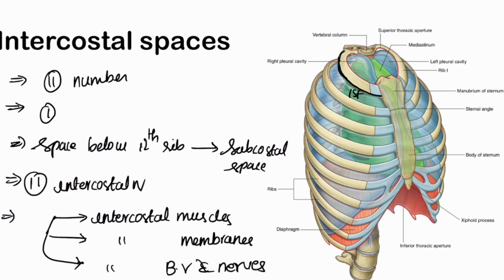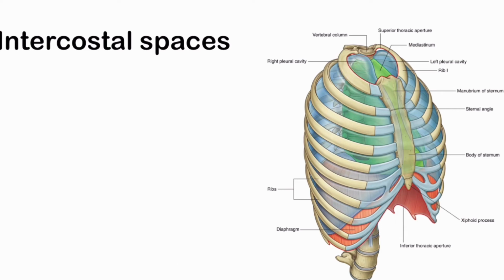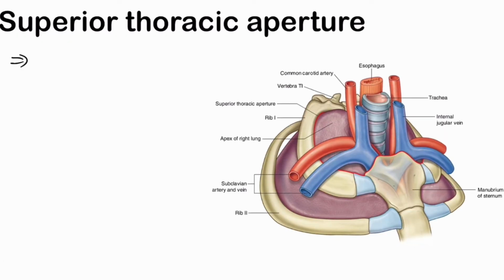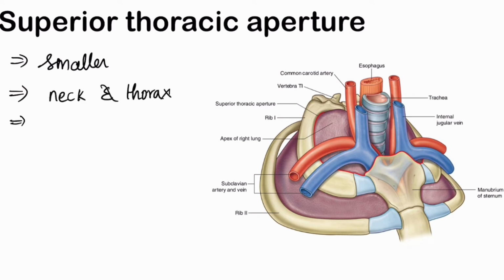Now, let us discuss the superior and inferior thoracic apertures. This is the superior thoracic aperture and this is the inferior thoracic aperture. Let us discuss the superior thoracic aperture first. It is smaller compared to the inferior thoracic aperture. This is for the communication between the neck and the thorax and also the upper limb and thorax.